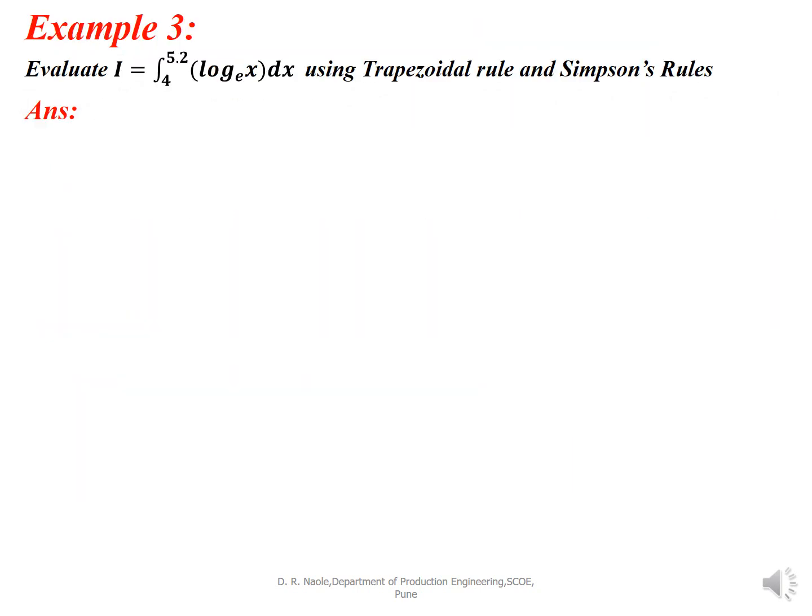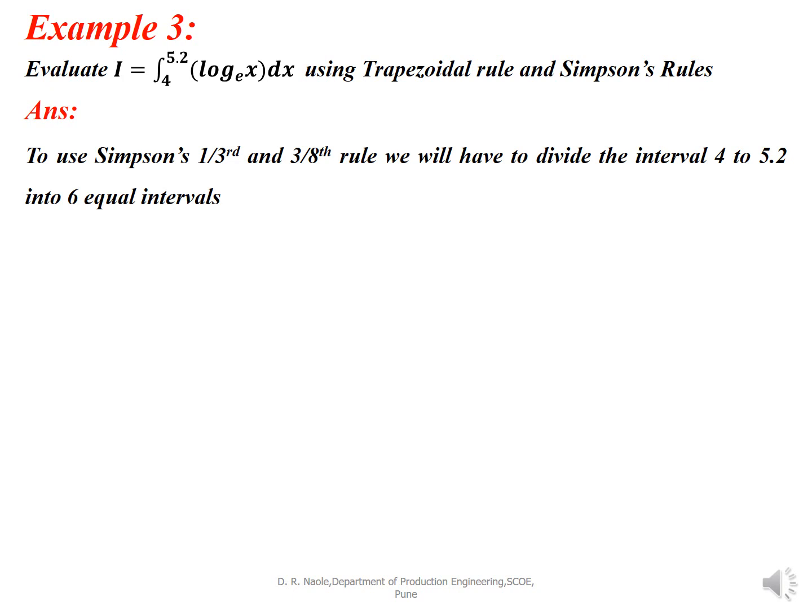Now let us go to example number 3. Here we need to evaluate the integral of log to the base e of x within the limits 4 to 5.2 using trapezoidal rule and Simpson's rules. But in order to use all the three rules, we need to divide the range from 4 to 5.2 into such a number of intervals which is an even number as well as divisible by 3. So that will be 6. So the total range from 4 to 5.2 has to be divided into 6 equal intervals.